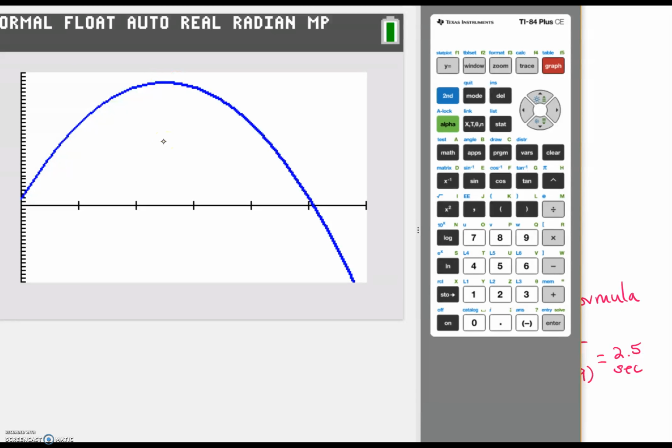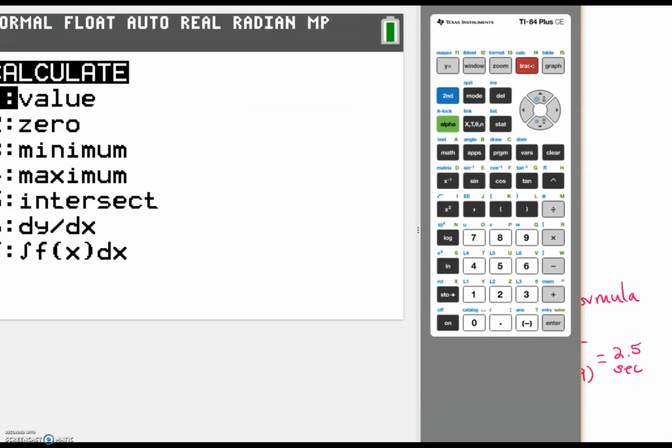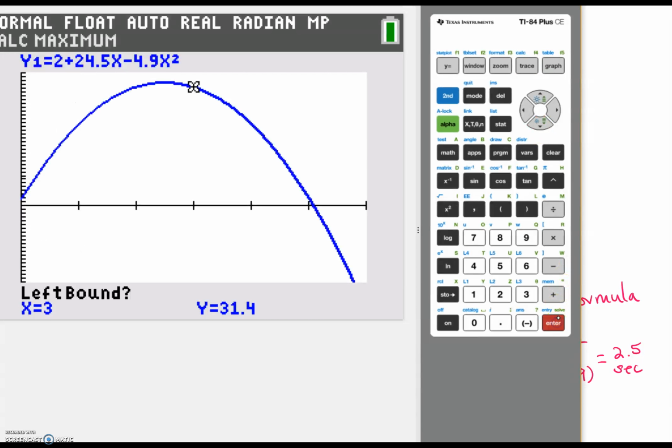Let's use the feature of the TI, second trace, and then I go to maximum. So I go down and select maximum number 4. I go to the left of the bump and push enter. Then it says go to the right side of that, so I go to the right side of the little bump and push enter. Now it says, should I guess? I push enter again, and it guesses for me. And notice it's happening at 2.5 seconds later, just like I found it with my algebraic method.